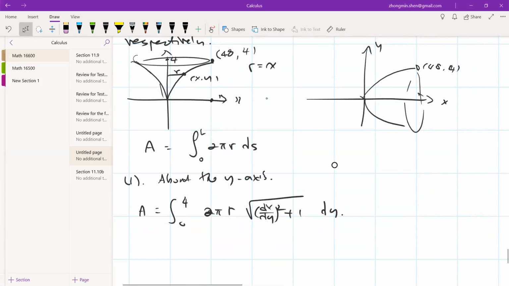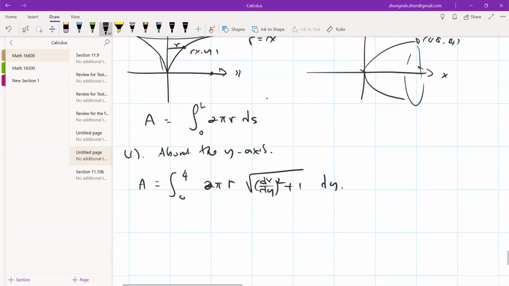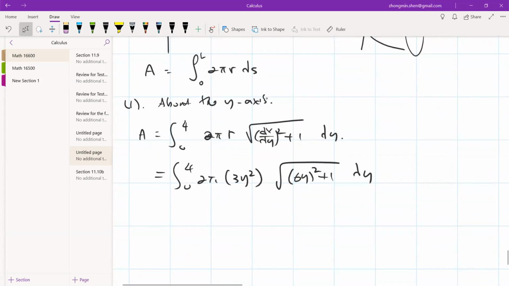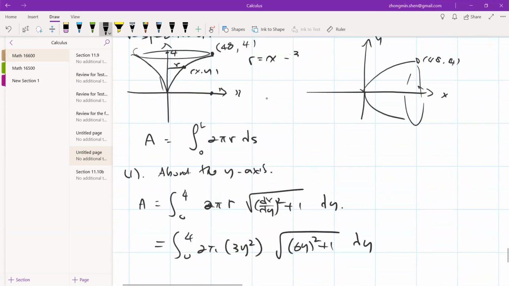I prefer to use the y variable because it's easy to find the derivative. So r is going to be x, and I have to replace it by y. So r is going to be 3y squared. And here will be the derivative: the derivative of 3y squared is 6y, so the square root of 36y squared plus 1. So this is our integral. Okay, very clear. Yeah, x is going to be 3y squared. If you use the y variable, use 3y squared. If you use the x variable, use x.